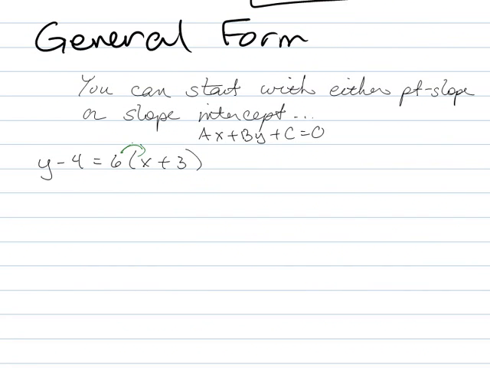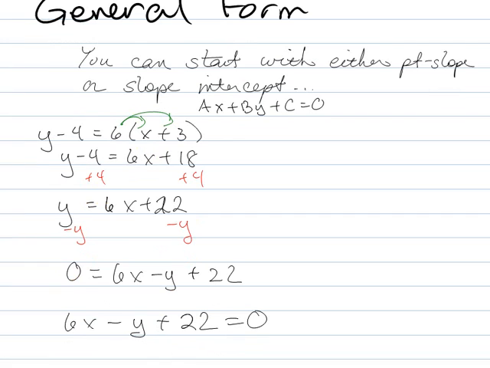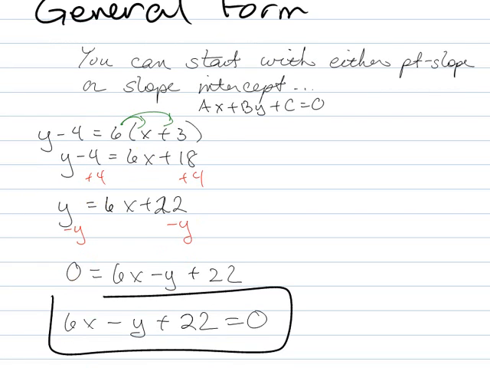So first step is we'll go in here and distribute. And let's move our 4 over. And let's move our y over. And we can flip this around the equal sign. But we've got 6x minus y plus 22 is 0. So this is considered standard form. I've got everything on one side of the equation.